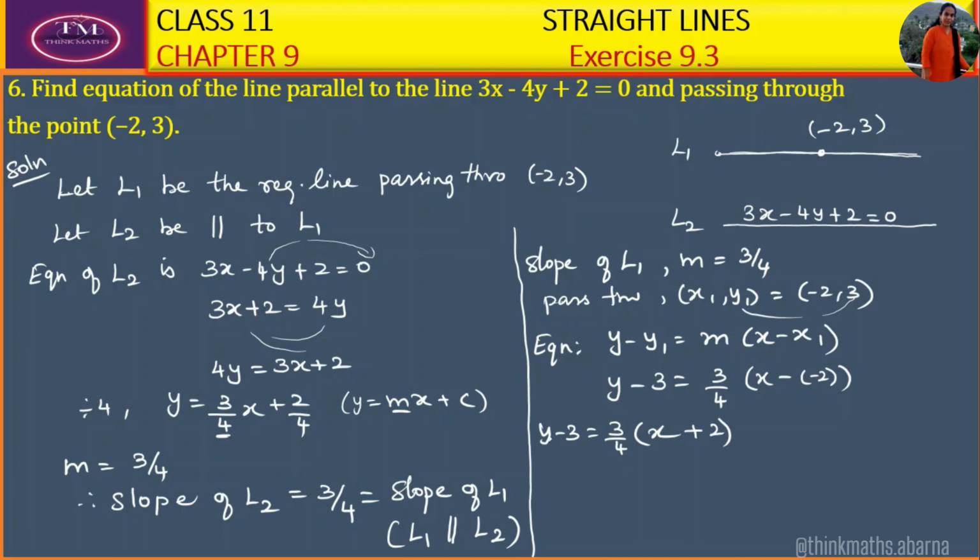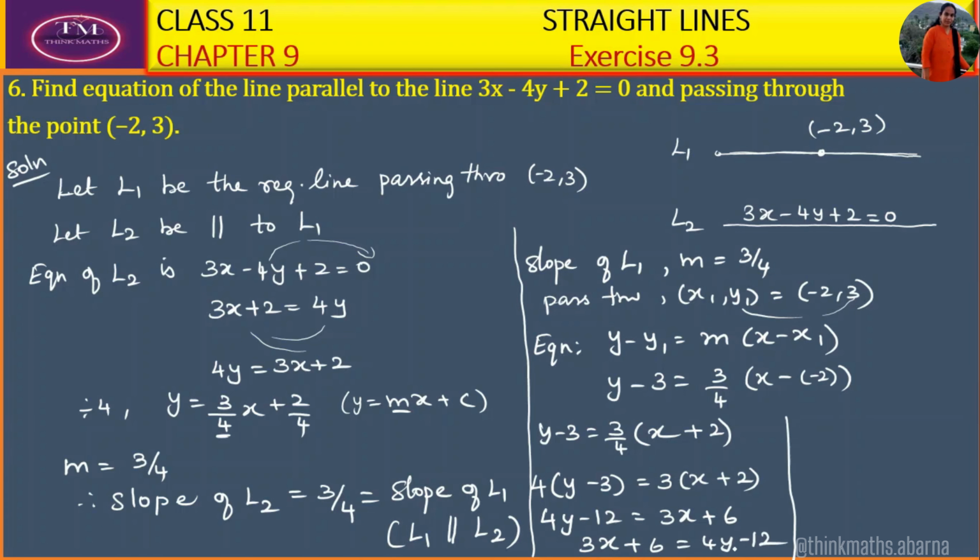Now taking this 4 to RHS, division by 4 will become a product with 4. So it is 4 into y minus 3 equal to 3 into x plus 2. Multiplying, 4y minus 12 equal to 3x plus 6. Now we can just interchange. As x is positive, we will write x plus y plus constant, so we will interchange.